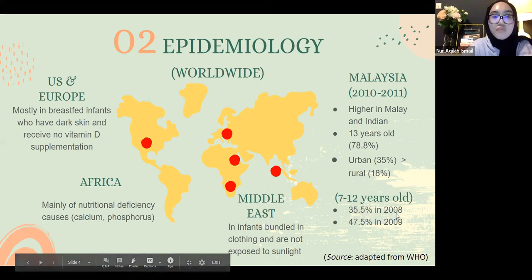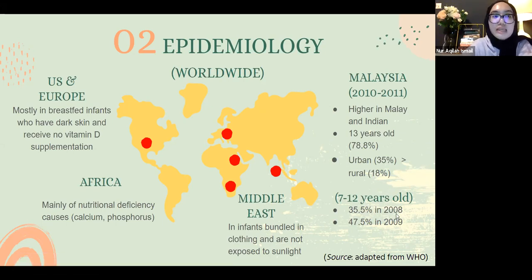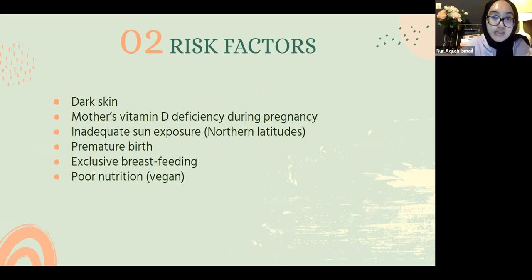Previously, nutritional rickets had been reported to dissipate, particularly in industrialized countries, because the vitamin D fortification food program had started. But in the past 10 to 20 years, there has been a re-emergence of nutritional rickets, and it may be due to some combination of other contributing factors. And now these are the risk factors of rickets.